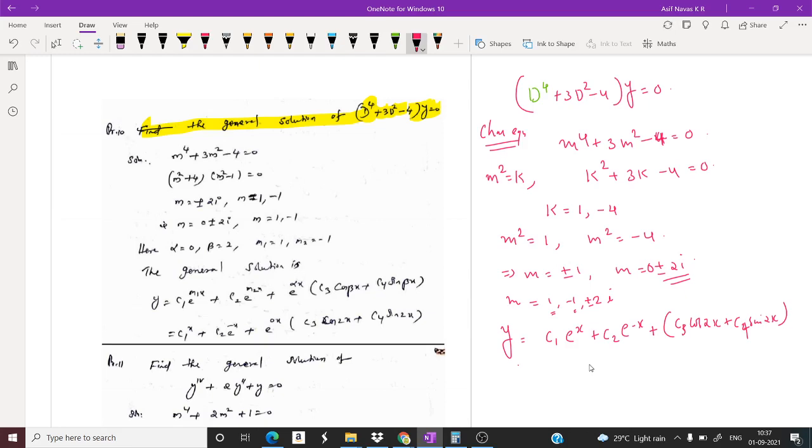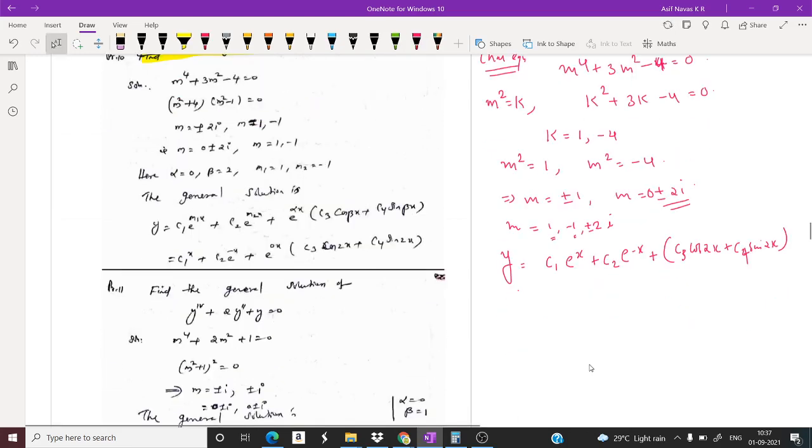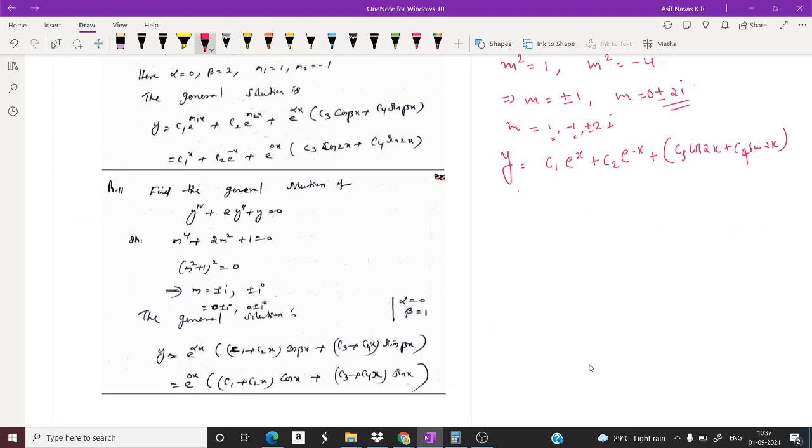Yes, sir. Now, for a higher order, higher degree polynomial, there may be some tricks. Similarly, we can do this problem also. You can check it out. Here, fourth degree polynomial, m raised to 4 plus 2m square plus 1. You can either substitute m square is equal to k and find, or otherwise you can directly write it as m square plus 1 whole square. We will do this problem because repeated complex roots are coming.